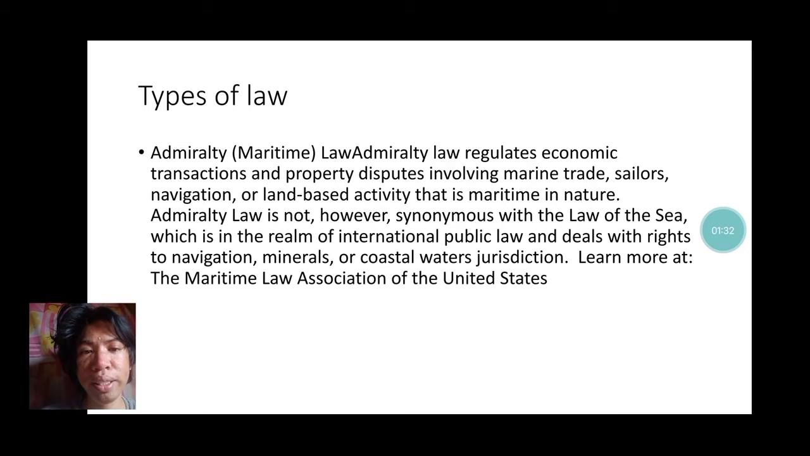So, we have the types of law. First is admiralty or maritime law. Admiralty law regulates economic transactions and property disputes involving marine trade, sailors, navigation, or land-based activity that is maritime in nature. Admiralty law is not, however, synonymous with the law of the sea, which is the realm of international public law and deals with rights to navigation, minerals, or coastal water jurisdiction. So this law focuses on marine trade, sailors, navigation.